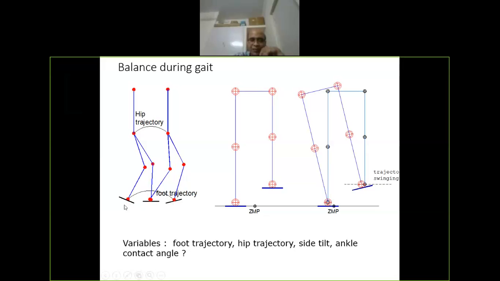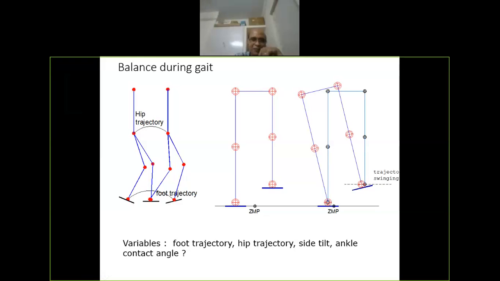Also, this example is for a flat ground. If we are going on an inclined ground or a three-dimensional terrain, then there is going to be an inclination also. Okay, so the footstep length is going to vary, and the terrain inclination is going to vary.